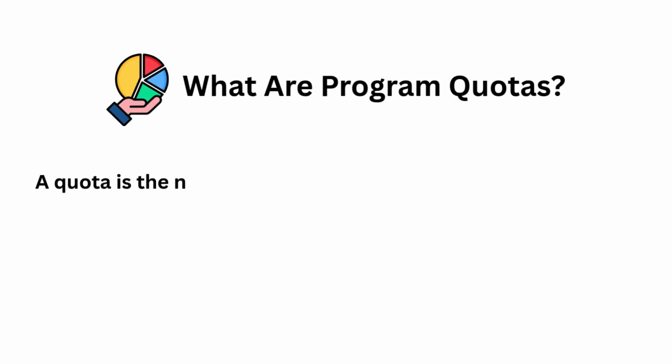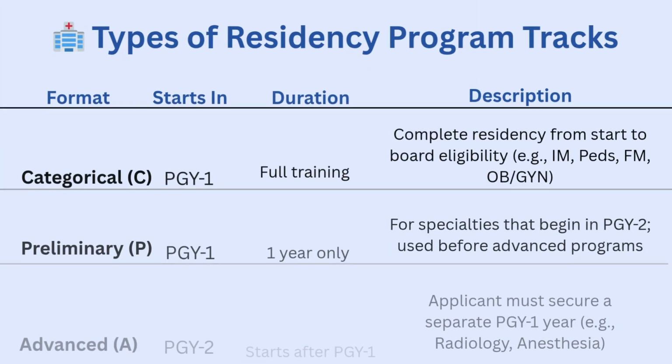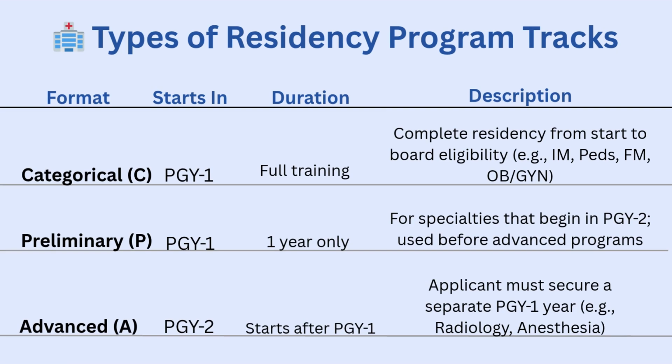What are program quotas? A quota in the NRMP match refers to the number of available training positions a residency program offers in a given match cycle. Programs can participate in multiple formats. Categorical, C. These positions begin in postgraduate year 1, PGY 1, and include all years of training necessary for board eligibility. Most family medicine, pediatrics, internal medicine, and OB/GYN positions fall into this category. Preliminary, P. These are one-year positions, PGY 1, often used by applicants who will go on to an advanced specialty, such as anesthesiology or radiology.